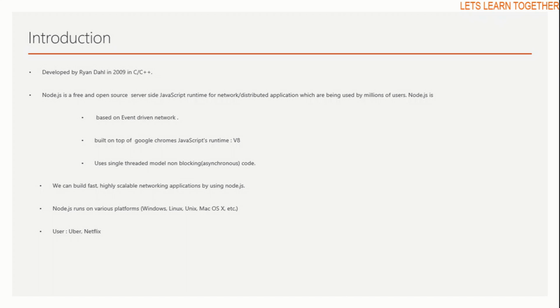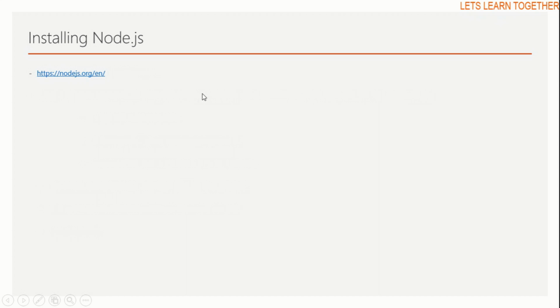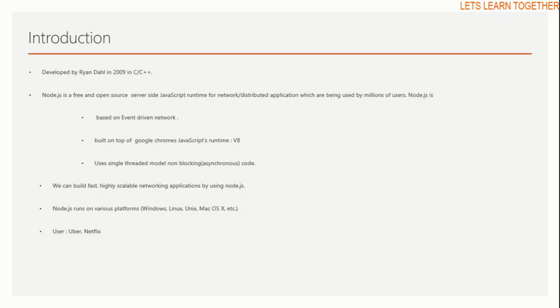So Node.js was developed by Ryan Dahl in 2009 and it is developed in C or C++. Don't get confused that Node.js is developed in JavaScript or in any other language. It is developed in C or C++. And Node.js is a free and open source JavaScript runtime. Here we can see it's clearly mentioned it is a JavaScript runtime. So don't take it for any language.